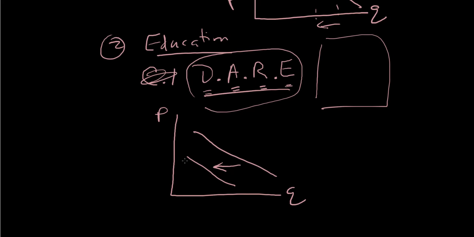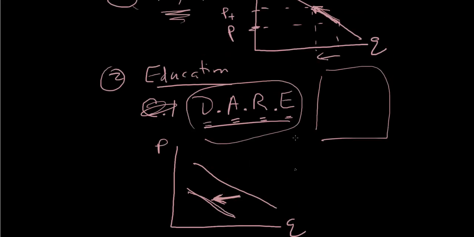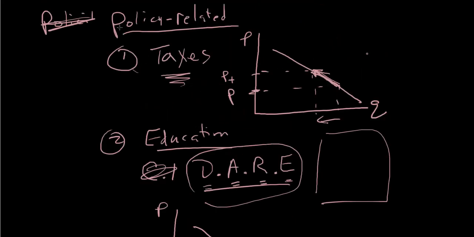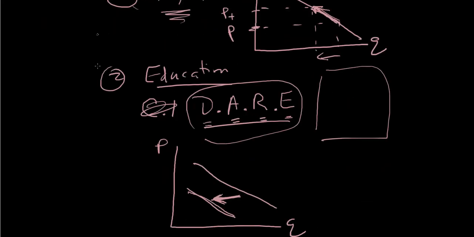So the purpose of this education program is that, through education, they want to reduce or decrease the demand. The education program is intended to decrease the whole demand function, instead of a movement along the demand curve like with taxes. So you can think of these two different types of policies that are trying to achieve the same thing: reducing the consumption of cigarettes.